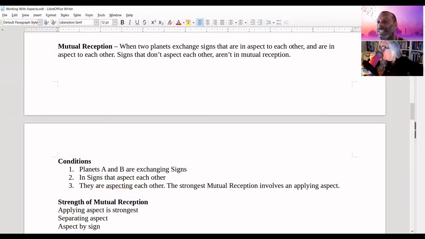Now you know exactly who is zooming who in the chart. And this is one of the most important things to deal with. So the conditions for mutual reception: planets A and B are exchanging signs. They are in signs that aspect each other, and the planets themselves are aspecting each other. I'm going to actually write that.